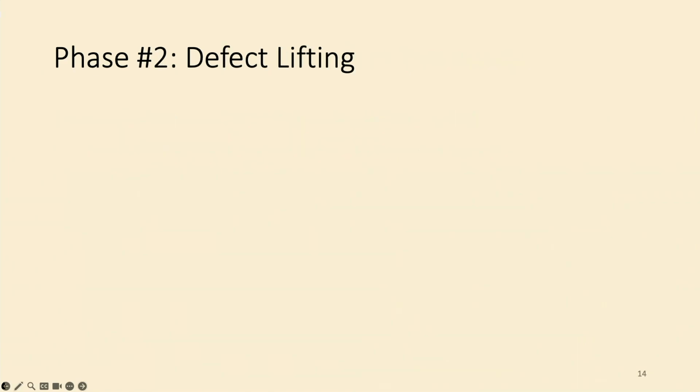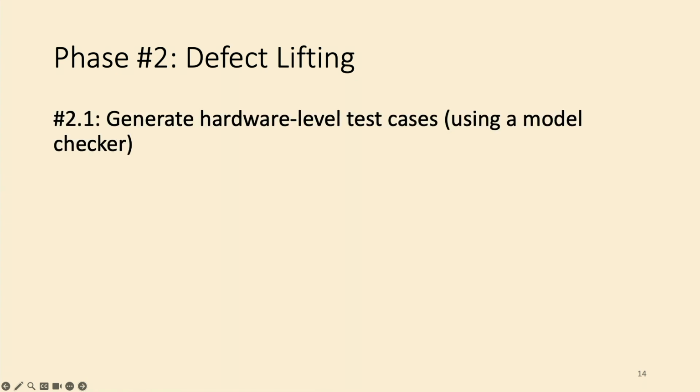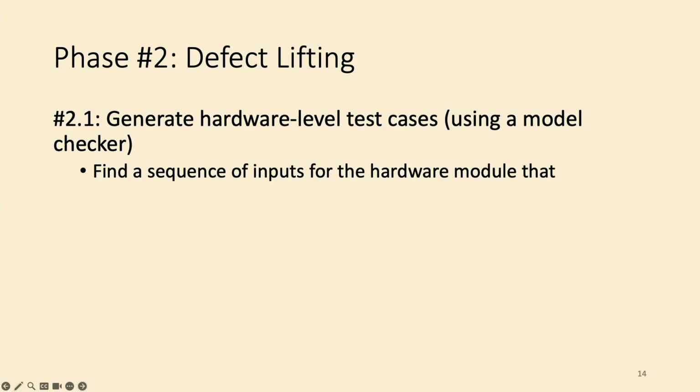The second phase is what we call defect lifting. Here, the goal is to generate hardware-level test cases using a model checker and basically identify a sequence of inputs for that hardware module that will actually trigger that failure. So the goal is really to activate that potentially defective path from phase one that I showed before.